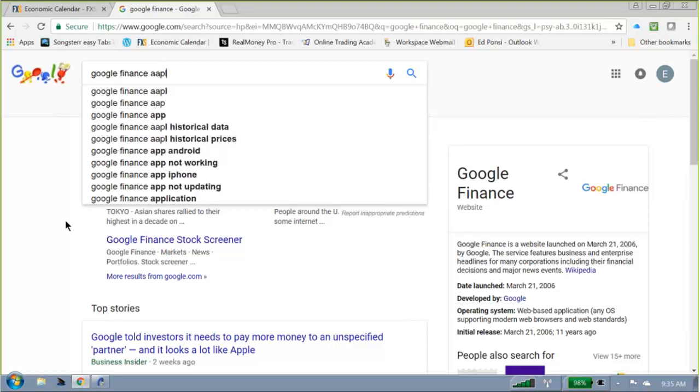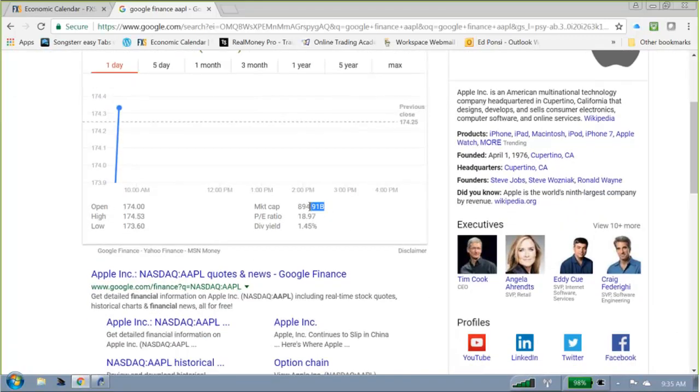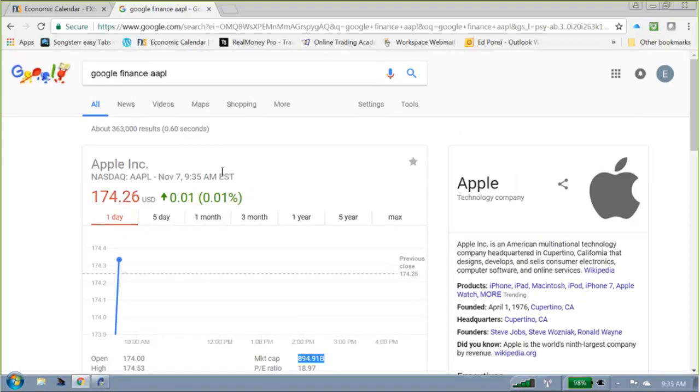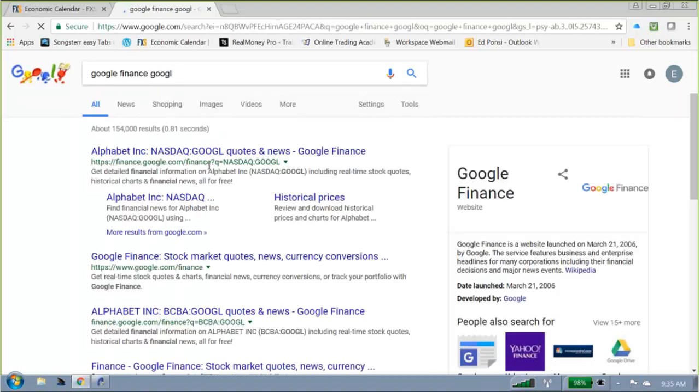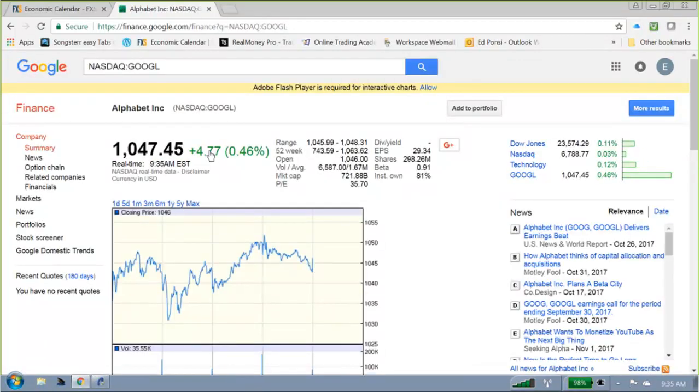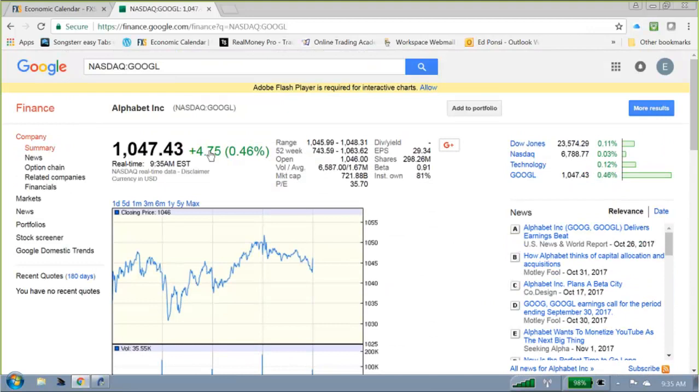Google Finance, AAPL, Apple. The answer is market cap. The market cap, if I buy all the shares of Apple, it's 894 billion. So almost 900 billion to buy all the shares of Apple. But to buy all the shares of Google, which they call Alphabet now, is only 721 billion. So Apple is more expensive than Alphabet.